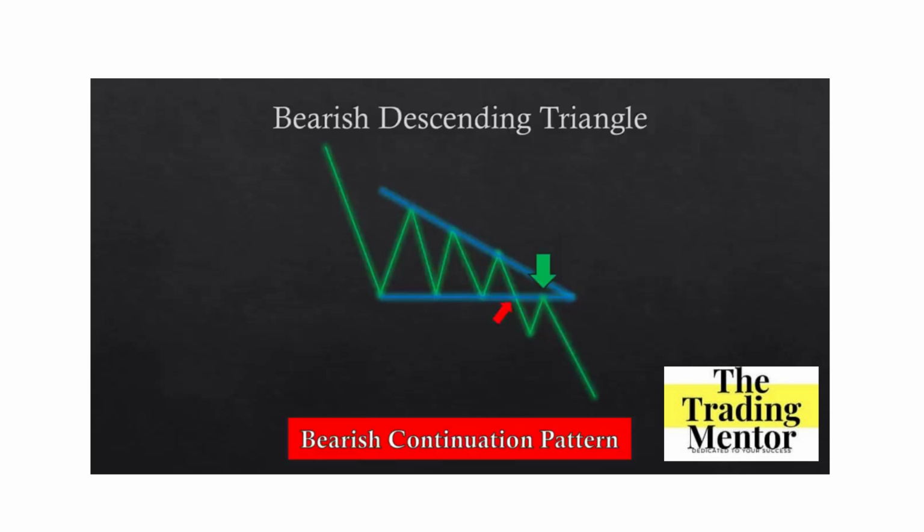The stop can be above the highest high in the triangle as a standard or above a confirmed supply zone, and the take profit target at least 3 times as big as the stop.